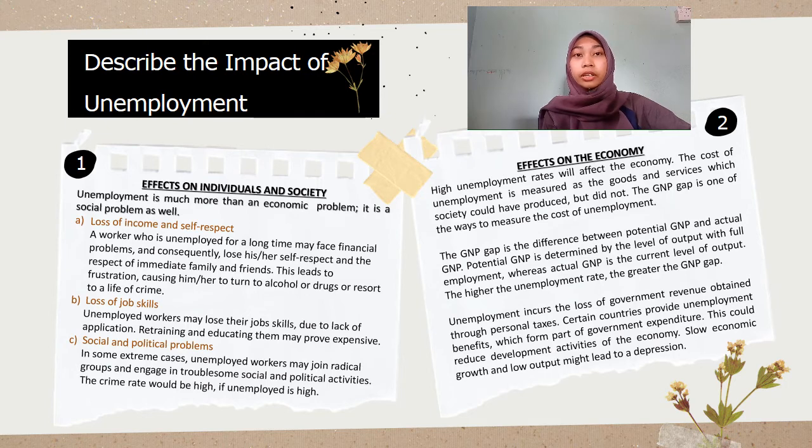The cost of unemployment is measured as the goods and services which society could have produced but did not. The GNP gap is one of the ways to measure the cost of unemployment. The GNP gap is the difference between the potential GNP and actual GNP. Potential GNP is determined by the level of output with full employment, whereas actual GNP is the current level of output. The higher the unemployment rate, the greater the GNP gap.